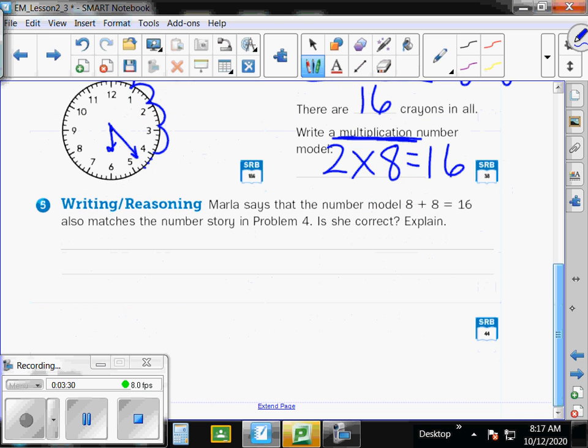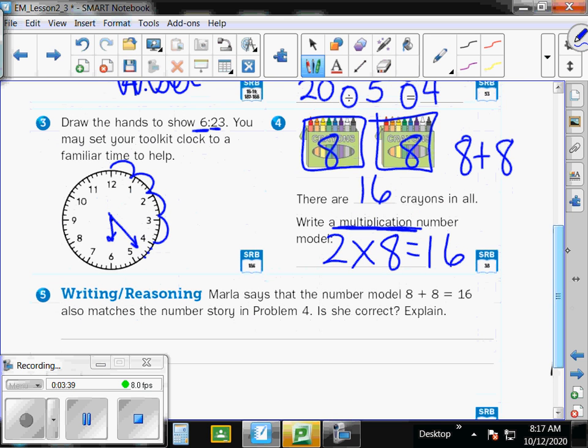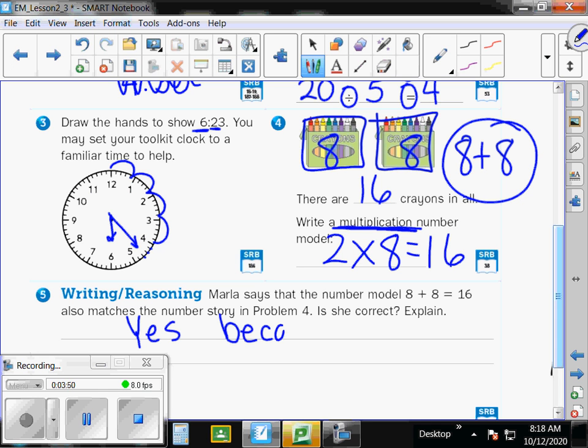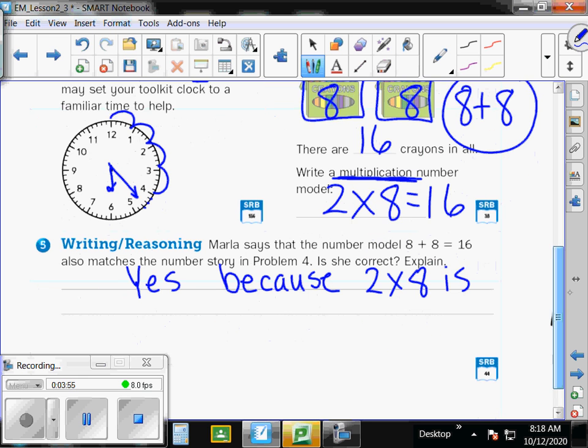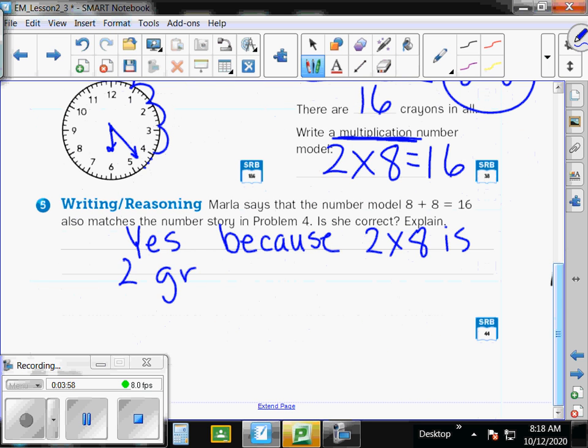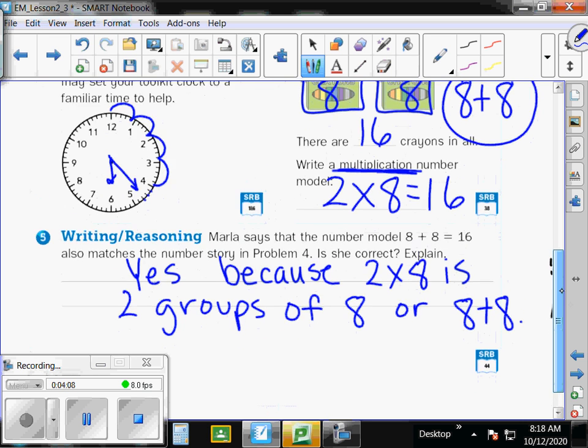All right, and then looking at number 5, Marla says that the number model 8 plus 8 equals 16 also matches the number story in problem 4. Is she correct? Well, I already told you up here when I was going over it that 8 plus 8 would work. So yes, that number model works. And explain that. Well, we can just say yes, because 2 times 8 is 2 groups of 8, or 8 plus 8. You might have used slightly different words, but that kind of gives you the idea.